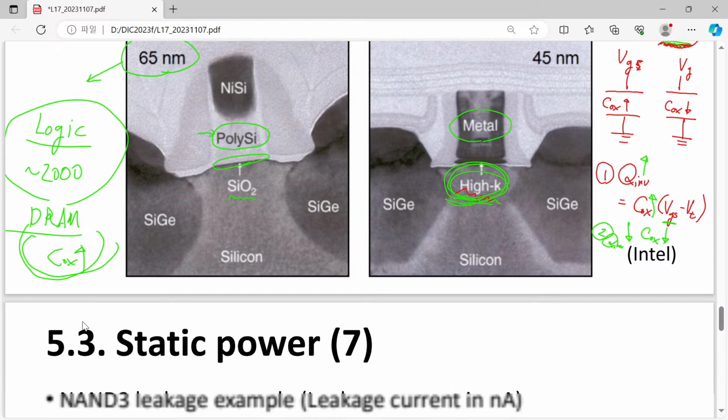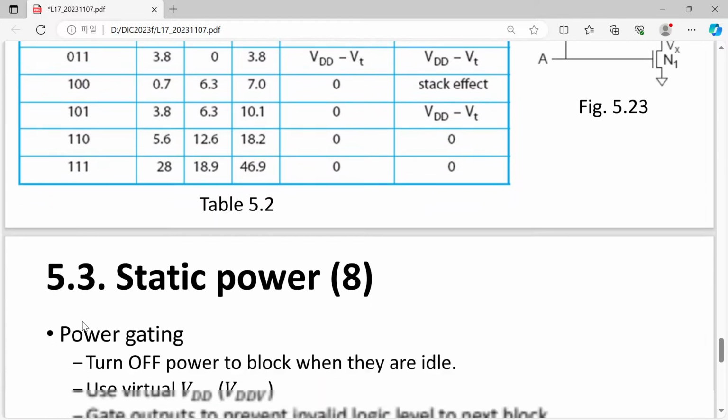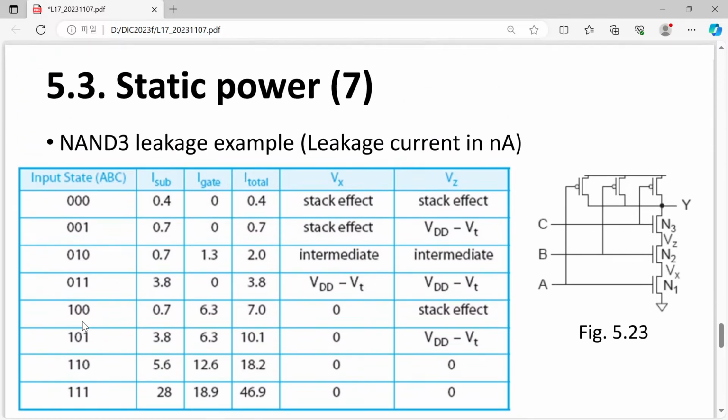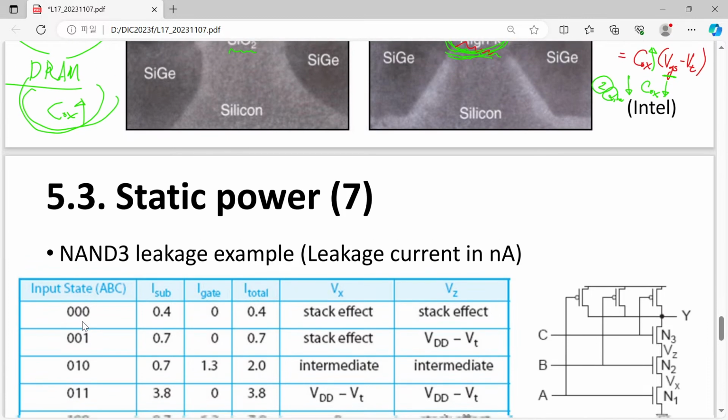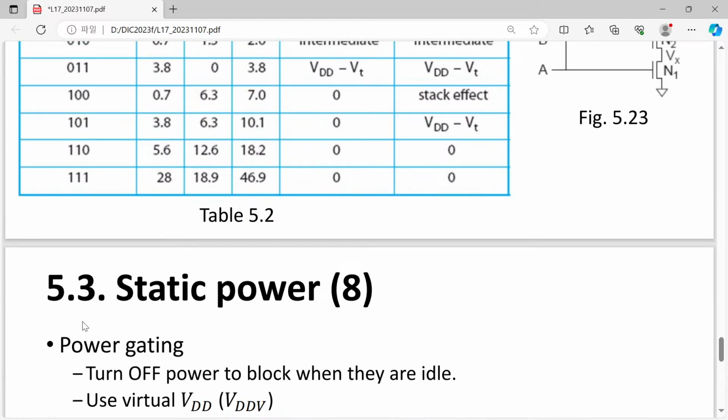Okay, so in this last slide, here we have 2 slides, but I will quickly cover this one in the next lecture, and we will move to the discussion on the interconnect. Okay, thank you for your attention.